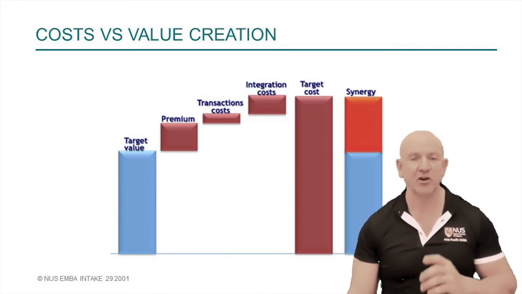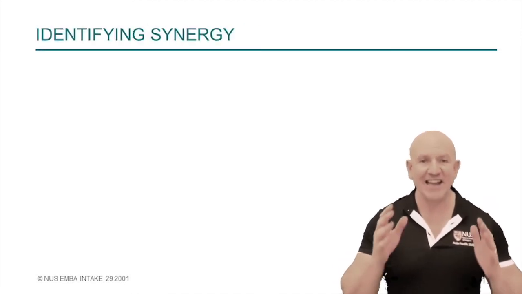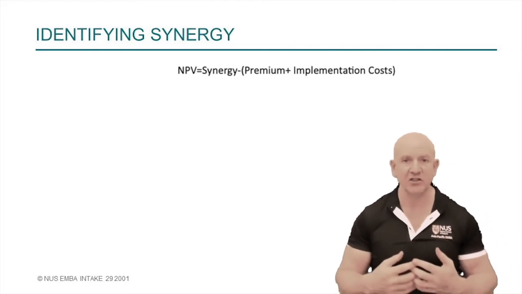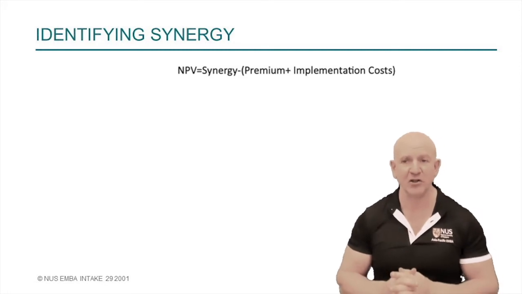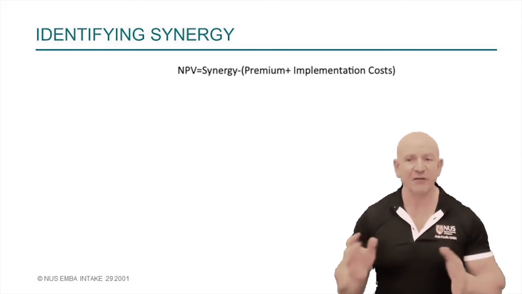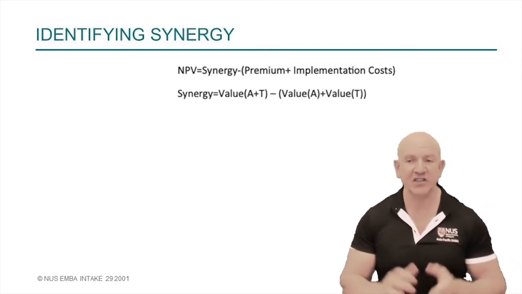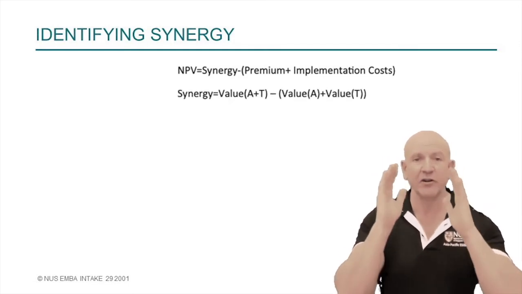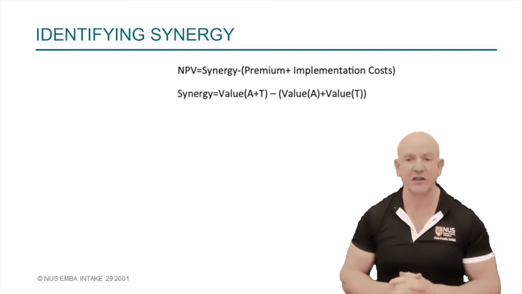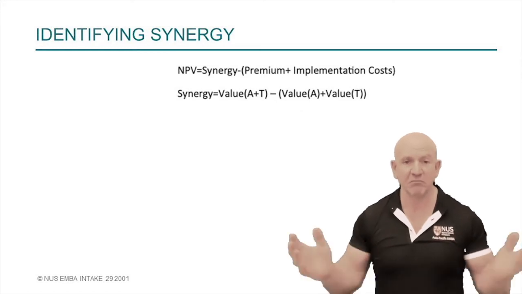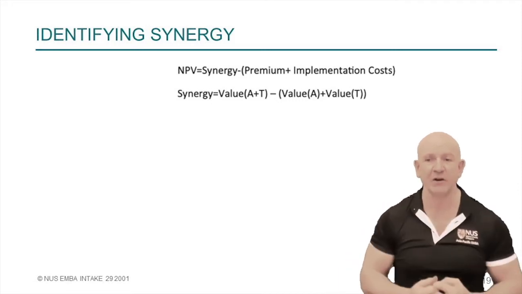So to do this, we turn to the simple profit function of the firm to identify the synergy. We can say the NPV, the net present value of an acquisition, is simply the synergy less the premium plus other implementation costs. Right? If that's a negative value, then we have a problem. Now, what is synergy? Synergy is simply the value of the acquirer and target together as one entity, less the value of each individually, right? Less the value of each. And clearly when we talk about synergy, we're always thinking about things that are coming together.